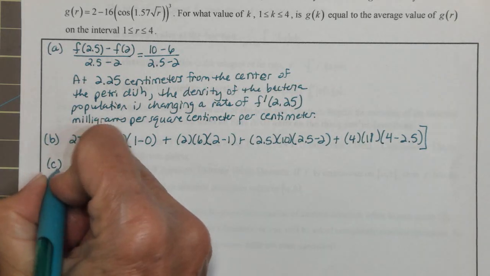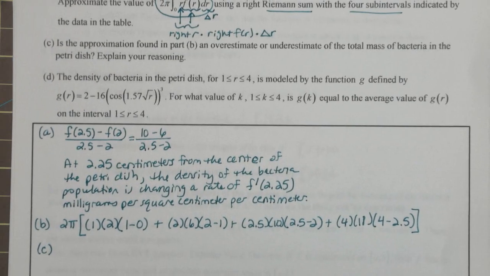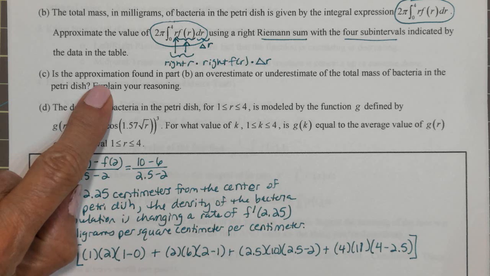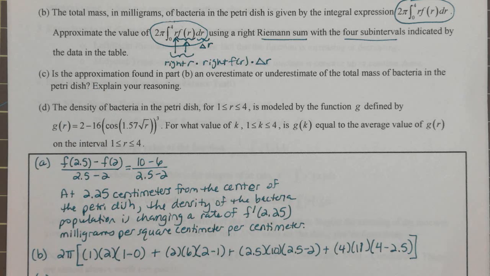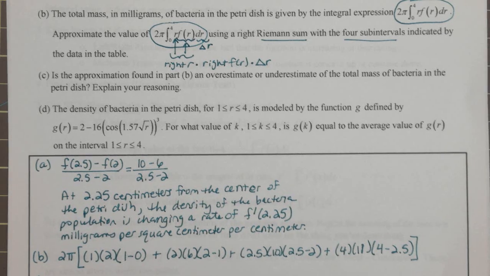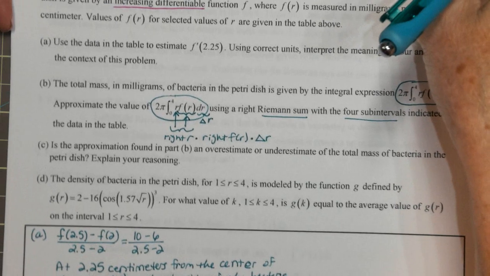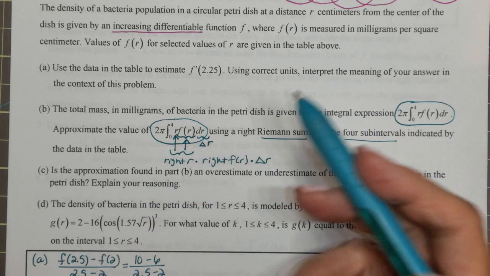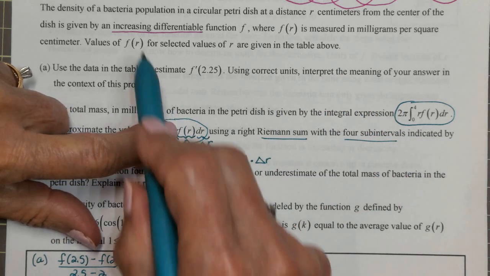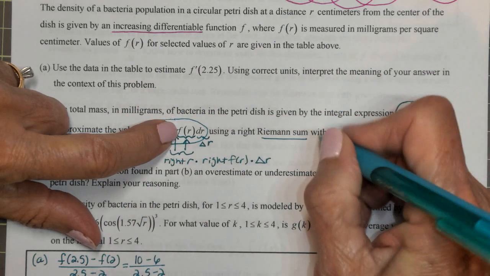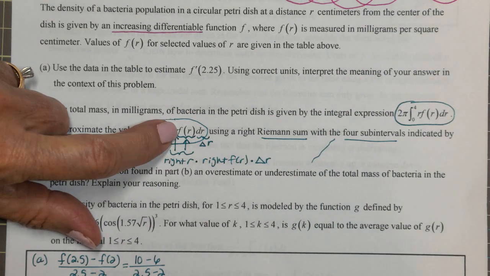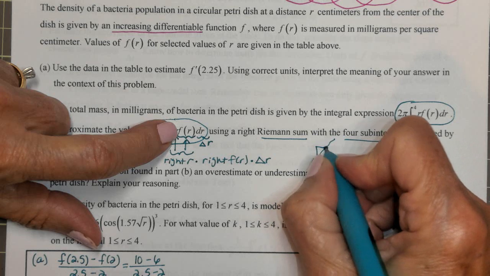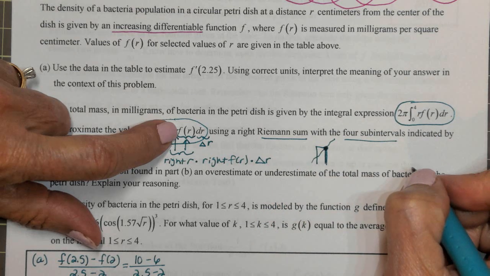Part C. Is the approximation found in Part B an over or an underestimate of the total mass of bacteria in the Petri dish? Explain your reasoning. Okay. We're using a right Riemann sum. Normally, it's just the one function inside. Since the function itself is increasing, a right Riemann sum, using the right side of that rectangle, will be over it.